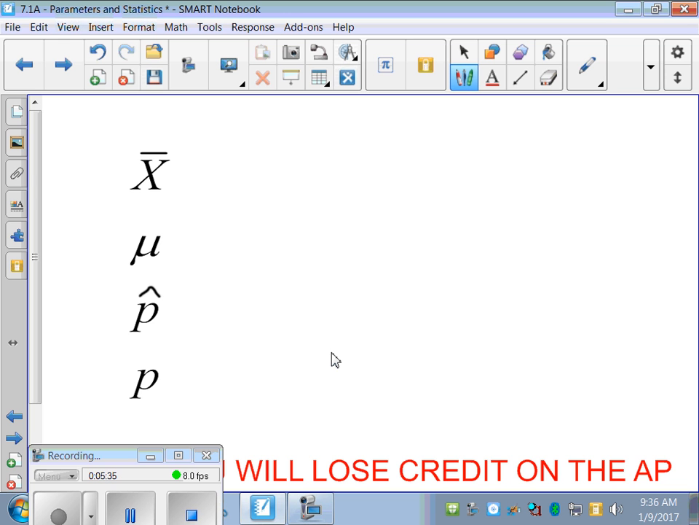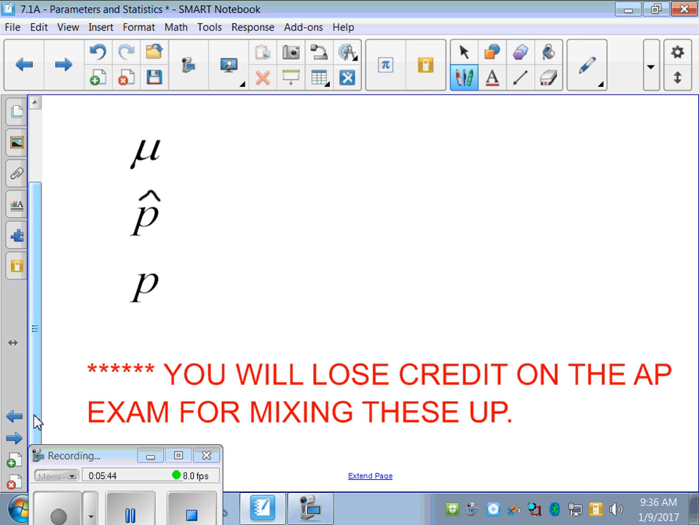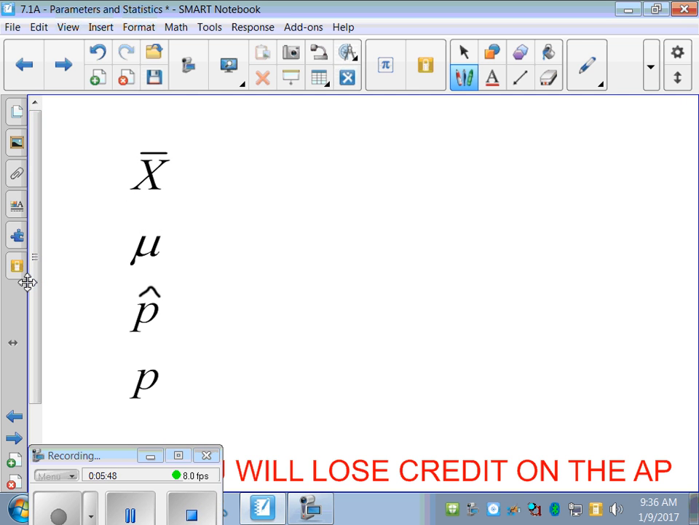All right, so you're going to have to know the symbols, okay? And you do lose credit on the AP exam if you can't differentiate between these, all right? And if you mix them up. So make sure you get this down throughout this chapter, all right? So X bar, this represents the sample mean.